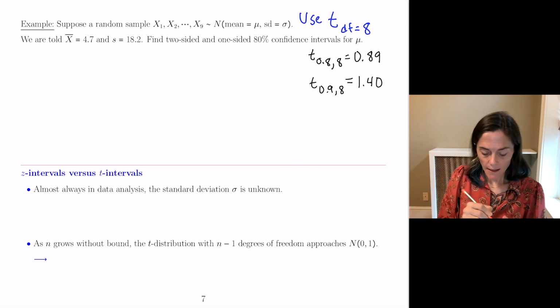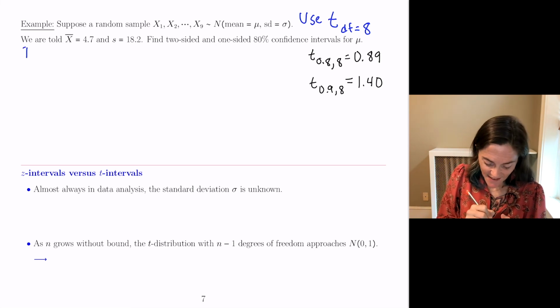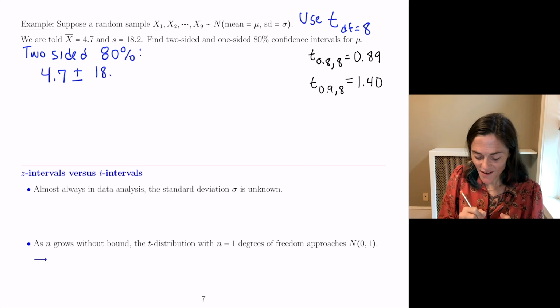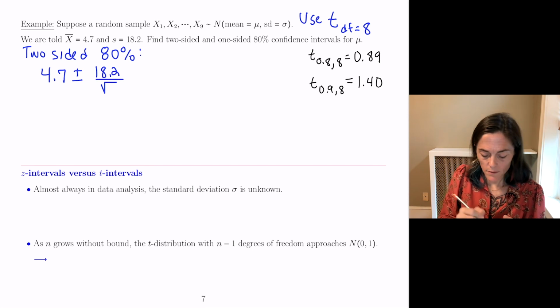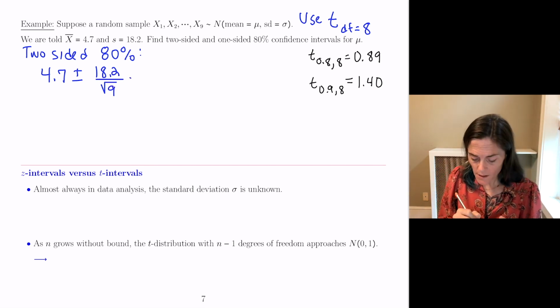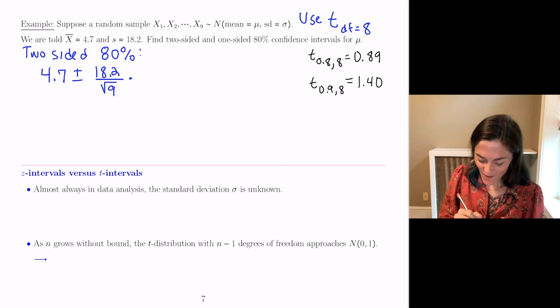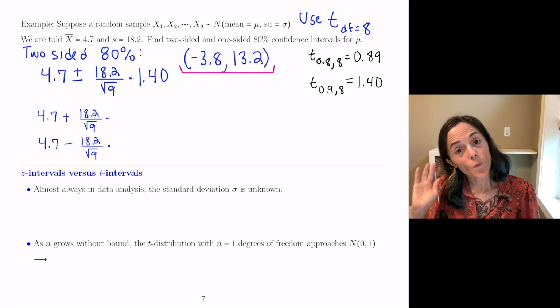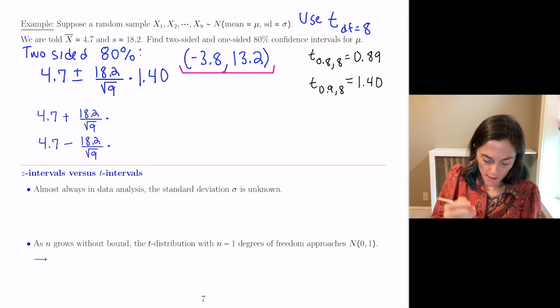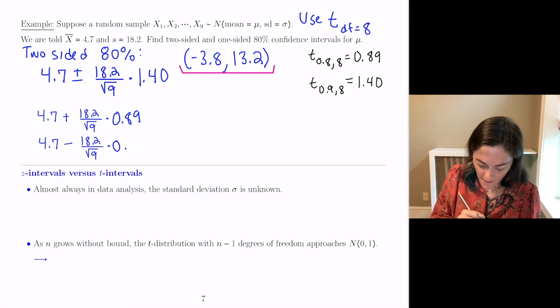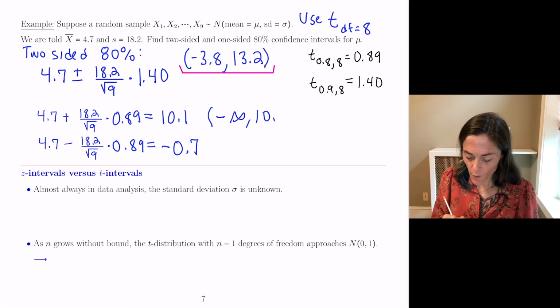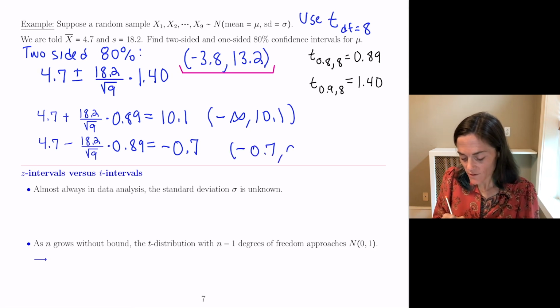Now we are ready to get started. So let's do the two-sided first. What I need is 4.7 plus or minus the sample standard deviation over the square root of 9, which is 3, but I'll write it this way, and then times this one, 1.40. My interval is minus 3.8 to 13.2. For the one-sided confidence intervals, I use this multiplier. So let's take 0.89 and multiply here. Here I get 10.1, I get negative 0.7. And so this one-sided confidence interval goes minus infinity to 10.1, and the other is negative 0.7 to infinity.